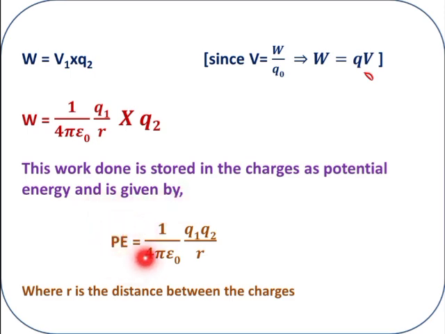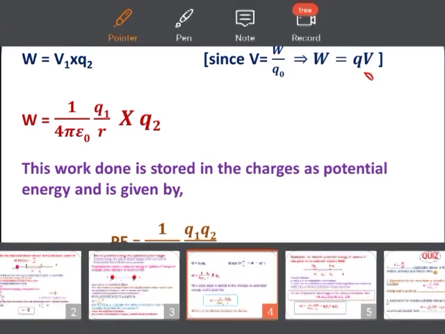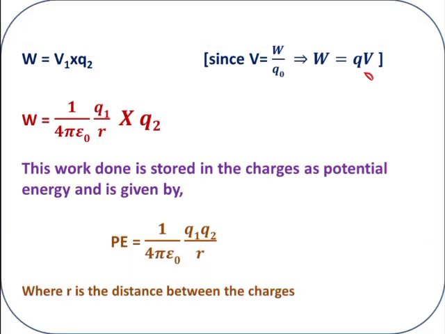PE means potential energy. So work done is nothing but stored energy. Work done is stored in the charges as potential energy and is denoted by PE. PE is equal to 1 by 4 pi epsilon naught Q1 Q2 divided by R, where R is the distance between the charges. This is the final expression for the potential energy.